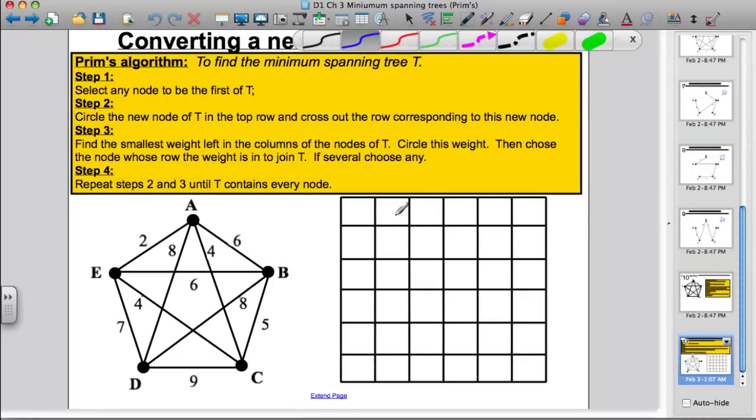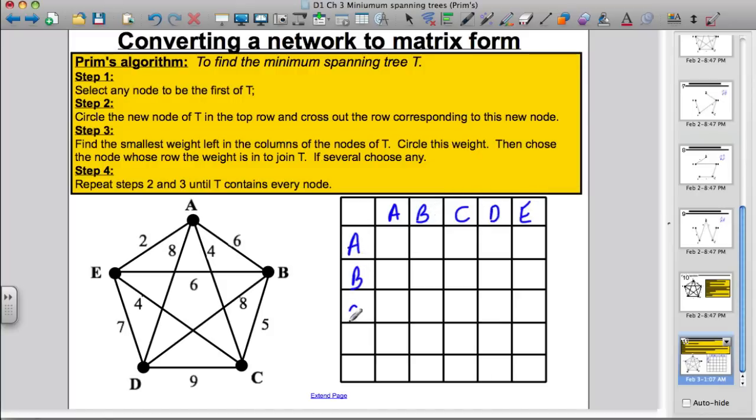Well, we have nodes A, B, C, D and E, and they're connected to the nodes A, B, C, D and E. Now clearly A can't connect to A, B can't to B, C can't to C, D can't to D and E can't to E. So those we ignore. But what weight connects A to B? Well, A to B is connected with 6. And A to C is connected with 4, A to D is connected with 8, and A to E is connected with 2.